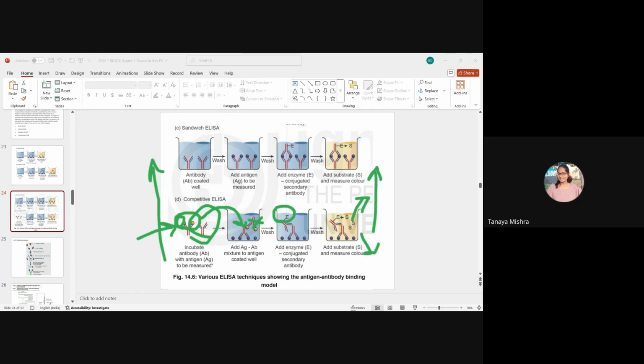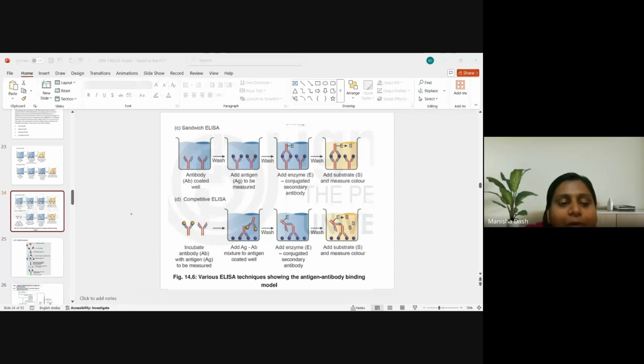Ma'am, the first antibody is fluorescently tagged? The first antibody is simply, which one are you asking? This one? Yes, ma'am.